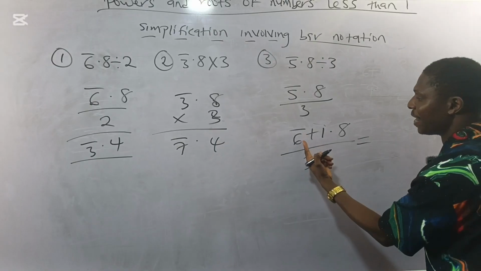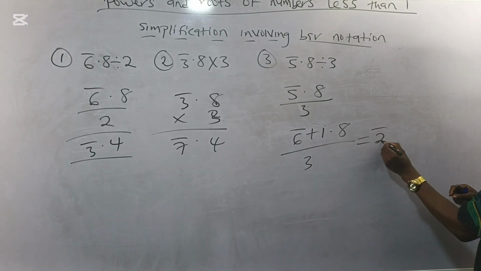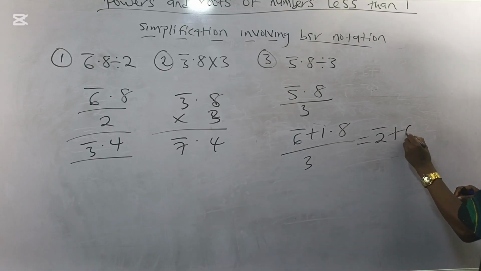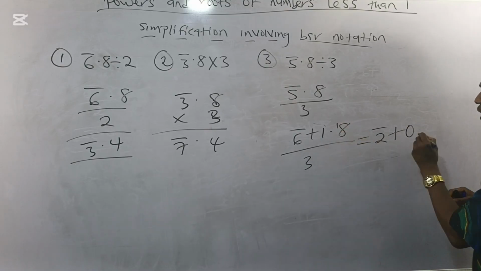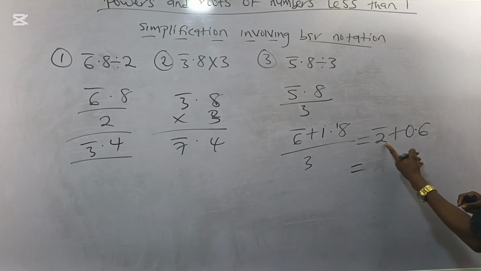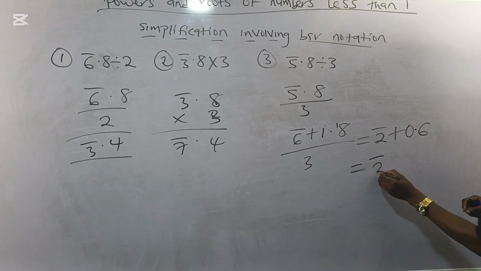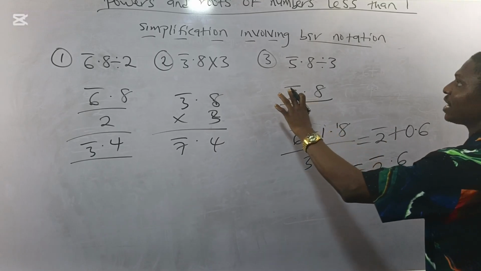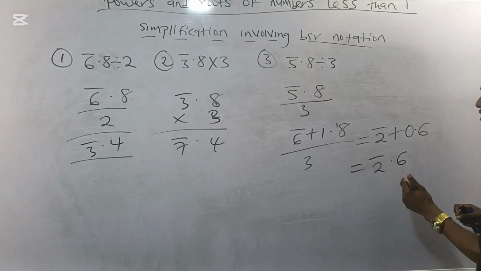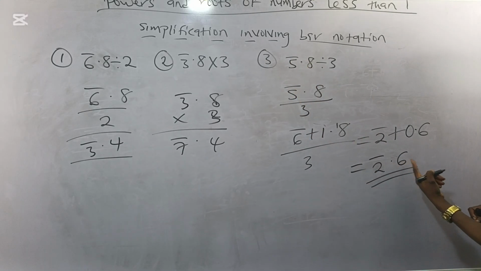Now you see bar 6 divided by 3 will give me bar 2. Put my plus sign. 1 divided by 3 cannot go, so 0. The 1 comes this way. I'll put my point. 18 divided by 3 will give me 6. And bar 2 plus 0 will give me bar 2.6. So the answer of the simplification of bar 5.8 divided by 3 is bar 2.6.